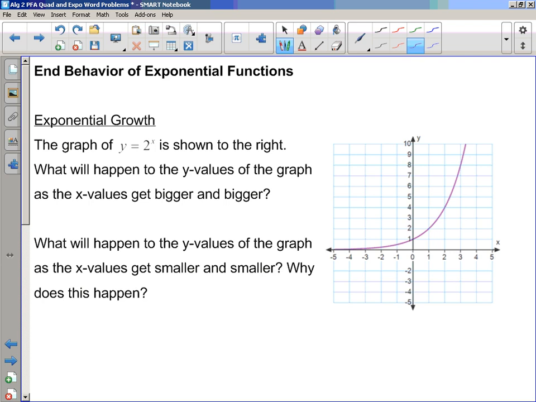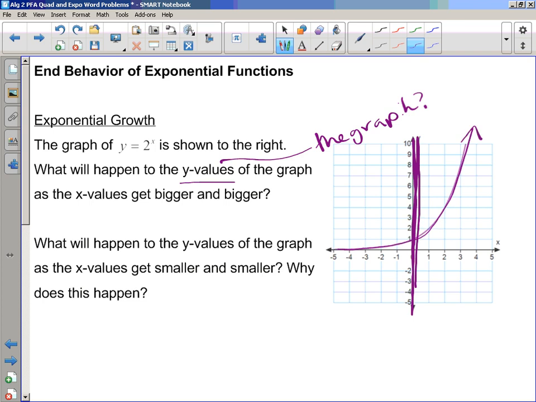So let's take a look at the graph of y equals 2 to the x. It's shown to the right. What will happen to the y values of the graph as the x values get bigger and bigger? Let's first make sure we understand this question. What will happen to the y values? The y part of the graph is up and down. In other words, what happens to the graph itself? In this case, it increases.